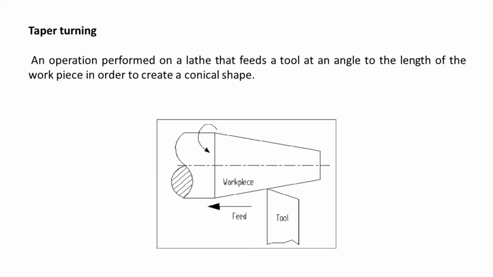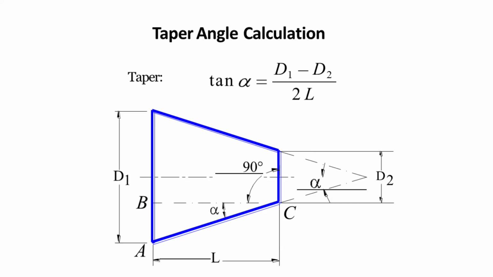on the metal. Taper turning. An operation performed on a lathe that feeds a tool at an angle to the length of the workpiece in order to create a conical shape. This is the method for taper angle calculation.